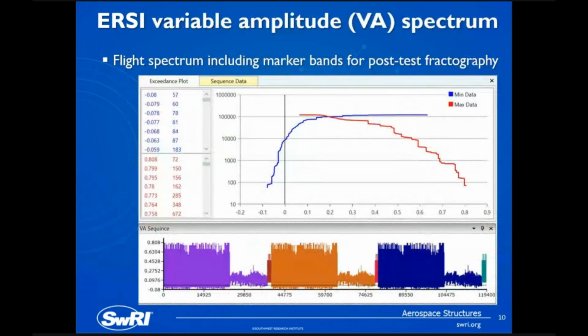We were also given the flight spectrum that was experienced by the variable amplitude specimens. And these were realistic flight loading, followed by some marker bands for post-test fractography.